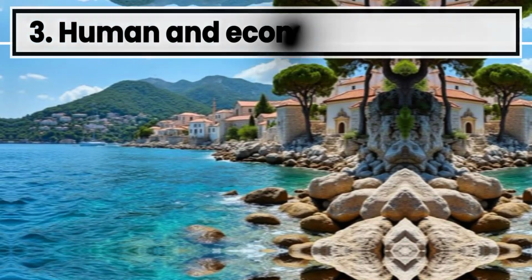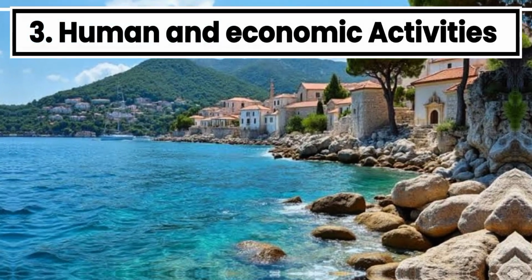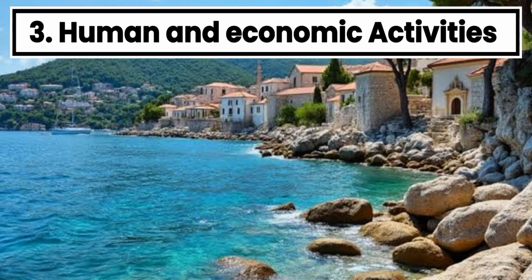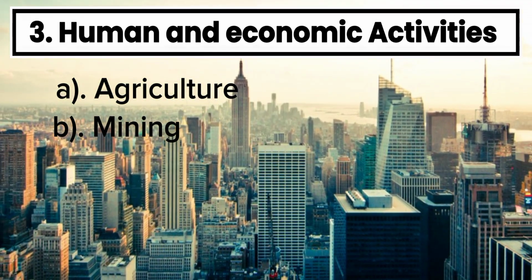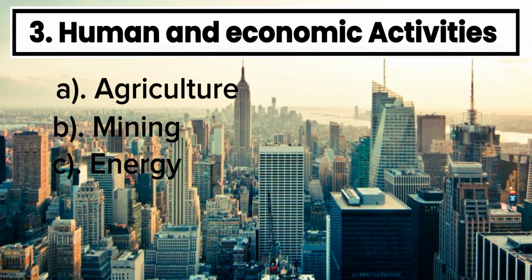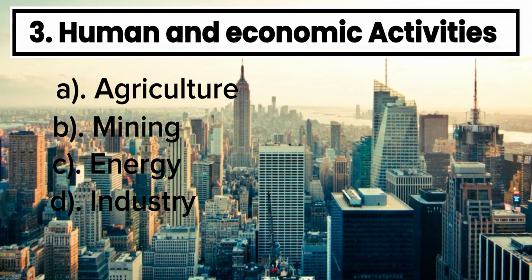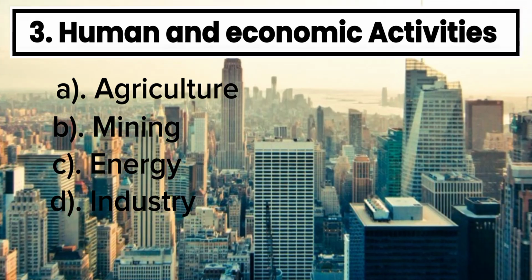Strand 3, human and economic activities. Under human and economic activities, we will be able to cover agriculture 15 lessons, mining 20 lessons, energy 20 lessons, and finally industry 20 lessons.